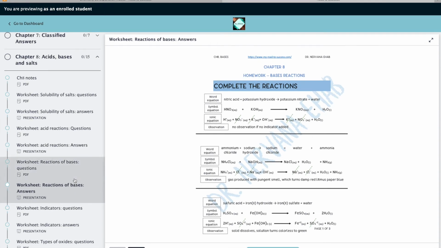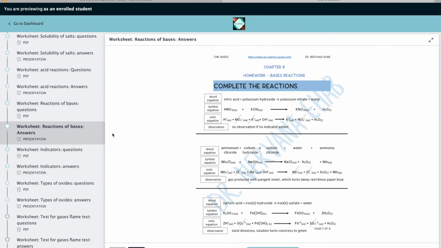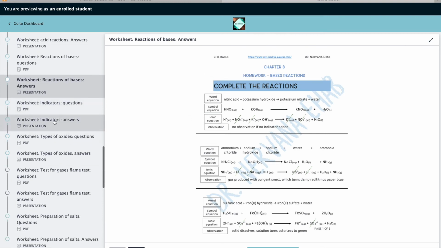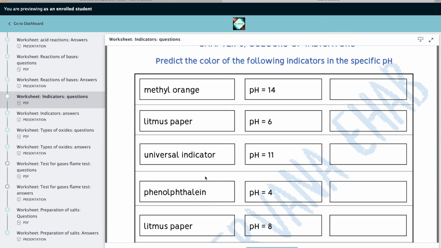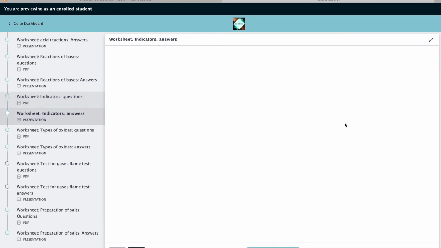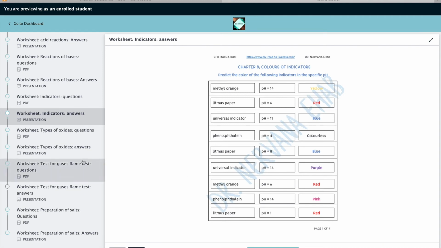So you have the answers here, and again, when you're done, you're going to take a photo and send it to me. After you have checked your answers from the website, you're going to send me your work, and I keep track of your work. And there's another worksheet here, which is the indicators: what's the color of the indicator, and then you're going to write the color here on your sheet.